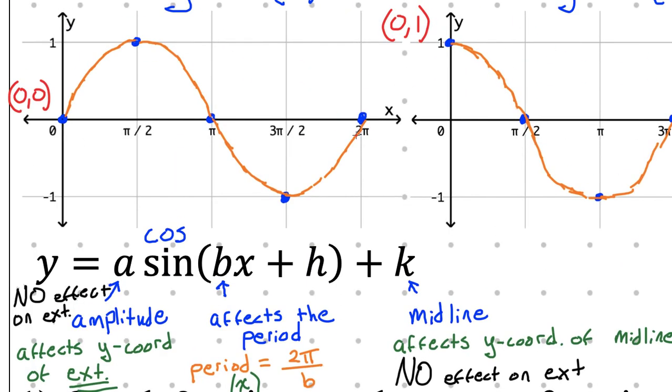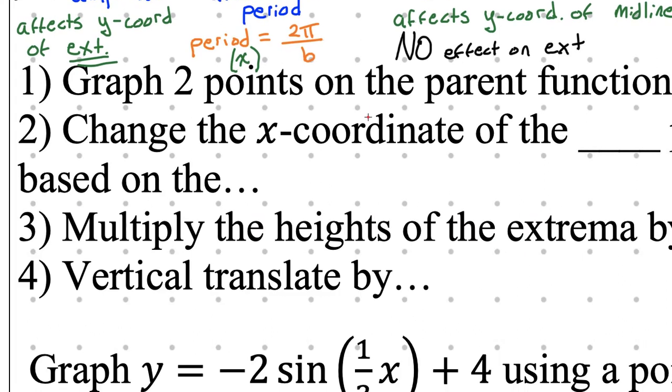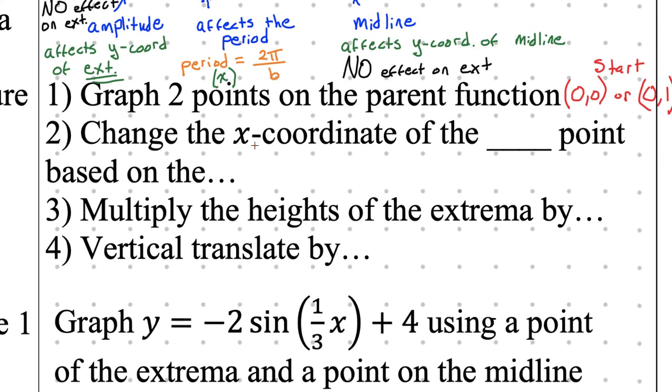Hopefully you have that memorized now, because you're going to be doing it over and over. So number 2, change the x coordinate of the second point. Sorry about that. Of the second point, based on the period. I was going to say based on b, but we know how to get period from b. Based on the period, in parentheses, that's equal to 2 pi over b.